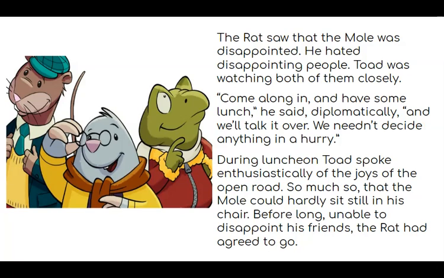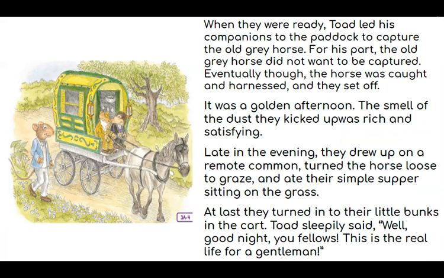During luncheon, Toad spoke enthusiastically of the joys of the open road, so much so that the Mole could hardly sit still in his chair. Before long, unable to disappoint his friends, the Rat had agreed to go. When they were ready, Toad led his companions to the paddock to capture the old gray horse. For his part, the old gray horse did not want to be captured. Eventually, though, the horse was caught and harnessed, and they set off. It was a golden afternoon. The smell of the dust they kicked up was rich and satisfying. Late in the evening, they drew up on a remote common, turned the horse loose to graze, and ate their simple supper sitting on the grass.